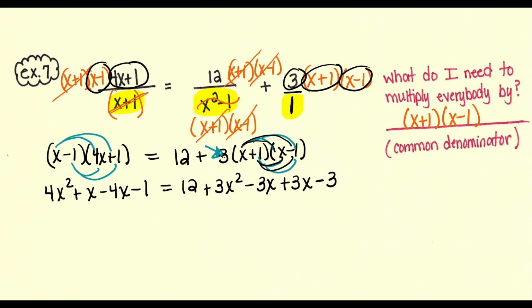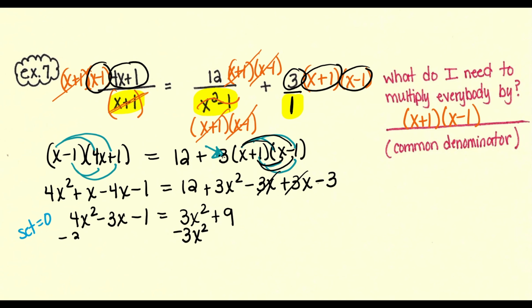All right, let's clean up each side. So that would give me 4x squared minus 3x minus 1. Over here, I have 3x squared. Your x's are going to cancel, and you have 12 minus 3, which is 9. All right, once again, we have a quadratic, so we need to set it equal to 0 and try to factor. So I'm going to subtract 3x squared, come over here and find his friends. I'm going to subtract 9, come over here and find his friends, so that I have 0 over there.